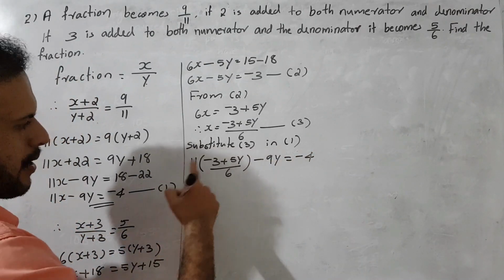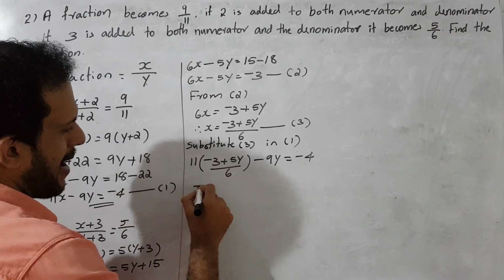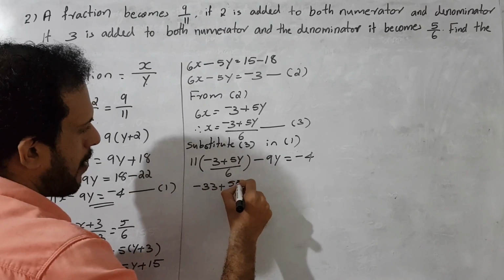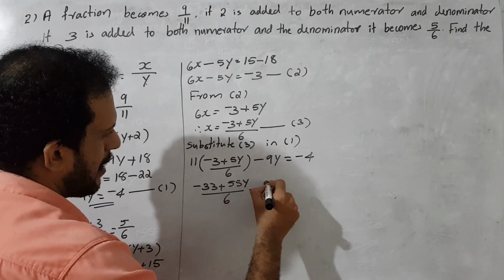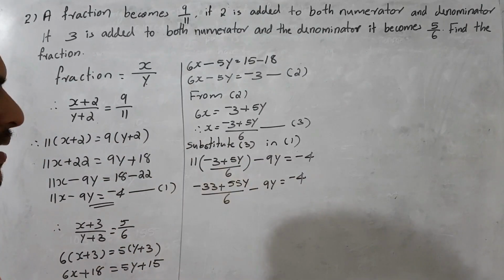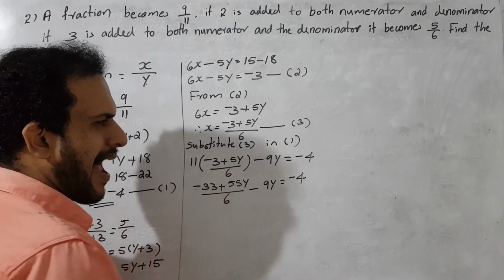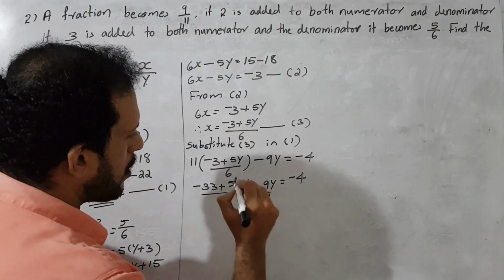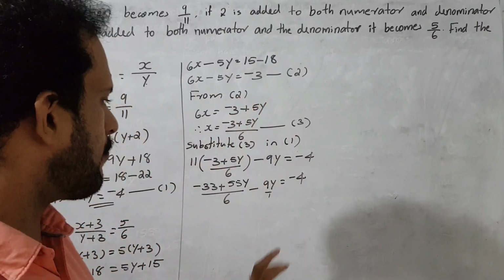Okay, then what is next? Then expand the bracket. Correct? What do you get? (Minus 33 plus 55y) by 6 minus 9y is equal to minus 4. Next, we know that in fraction form it is not possible to add or subtract, so we make this one also in the form of a fraction by 1. Okay, it's not necessary to write the by 1, in your mind is enough.